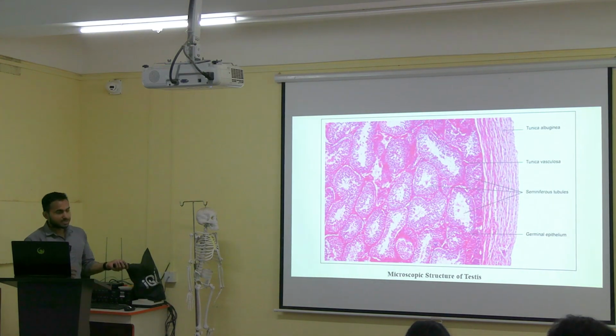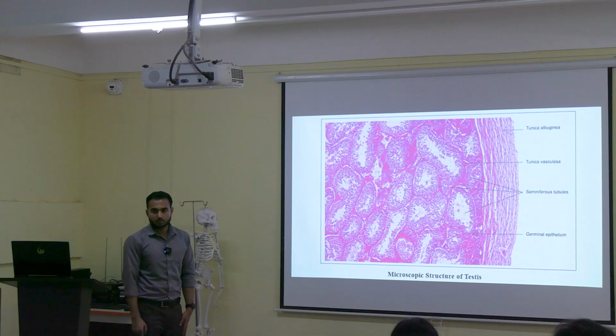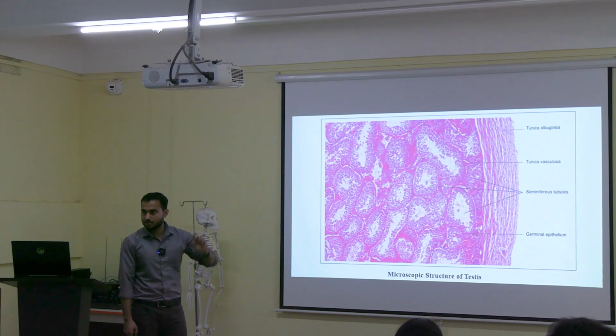So here you can see this is the low power microscopic structure of testis. The microscopic structure of testis, that also low power. What you can see over here? Can you see the covering? Which covering is this? Tunica albuginea. I hope you can see it is a very dense, fibrous layer.